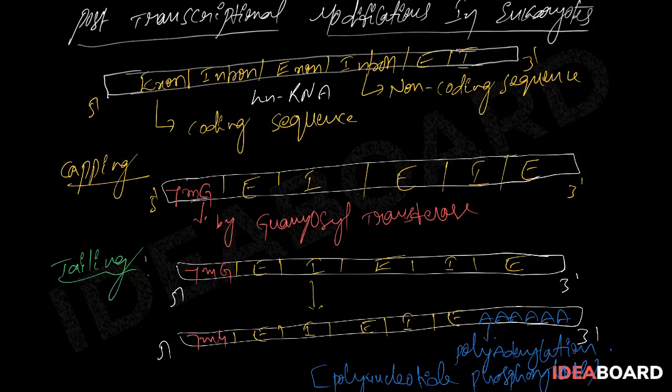The adenine residues are added in a template independent manner, which means, unlike double stranded DNA, we discussed in DNA replication that a new strand is produced based on the template strand. But here there is no parental strand, because it is single stranded. This single stranded RNA cannot act as a template or parental strand to synthesize from. So based on the enzyme activity only, these adenine residues are added at the 3' end. Now both capping and tailing take place, after which both the 5' and 3' regions are protected.